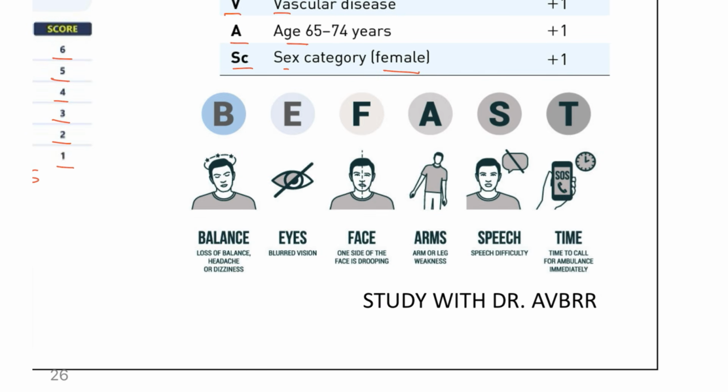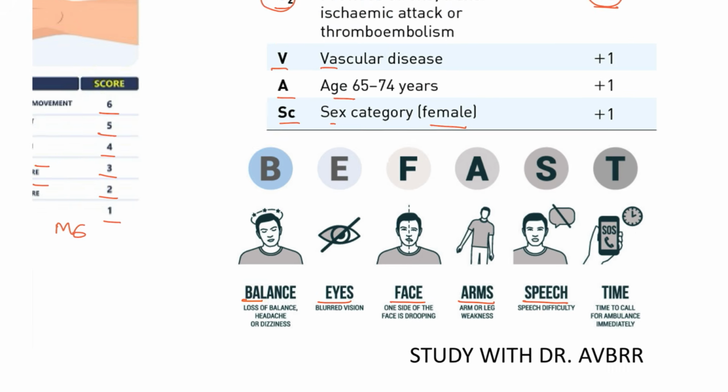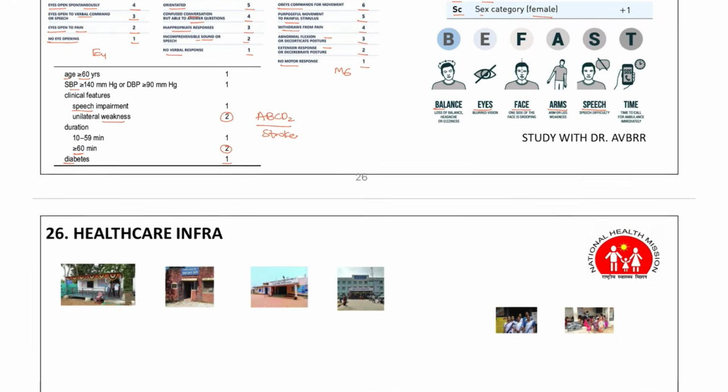And next, BE FAST: B for the balance lost, E for eyes blurred vision, F for face symmetry, A for arms involvement, S for speech deficiency. All this will be seen in this patient. That is for the speech deformity of the CNS score.